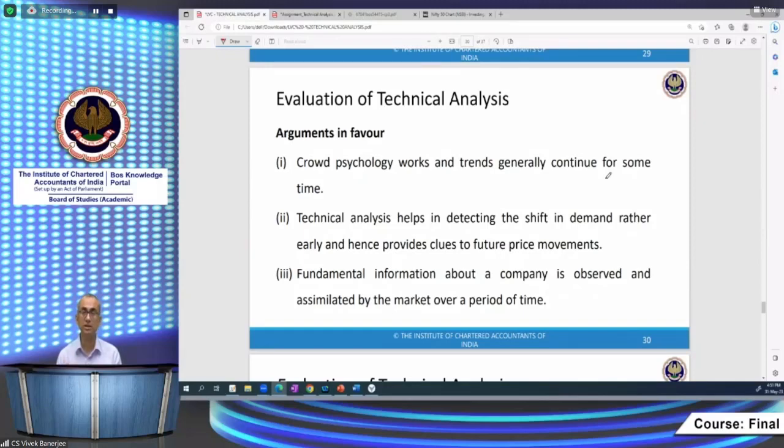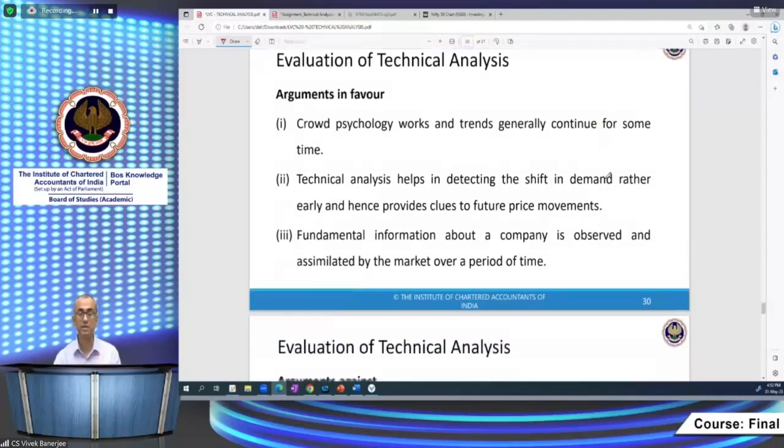जैसे हमने देखा कि LIC के prices हैं, LIC ने जो अपना profit declare किया 24 मई को, 5-fold उसके प्रॉफिट्स बढ़े, पर जो मूवमेंट शेयर प्राइसेस में 22 मई से ही स्टार्ट हो गई थी। तो टेक्निकल एनालिसिस जब डिमांड शिफ्ट होता है उसके पहले क्लू देता है, जो कि एग्जांपल से प्रूव होता है. Then fundamental information about a company is observed and assimilated by the market over a period of time. So whatever information is about the company regarding dividend, regarding bonus shares is reflected in the price.